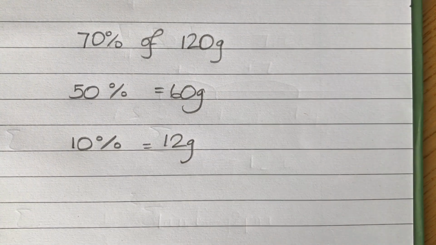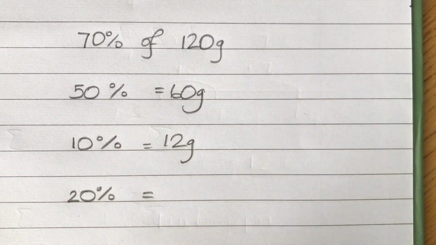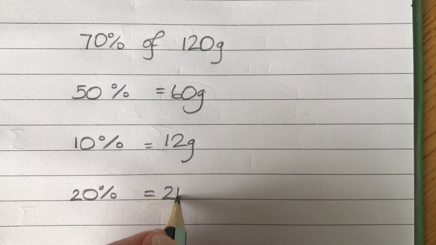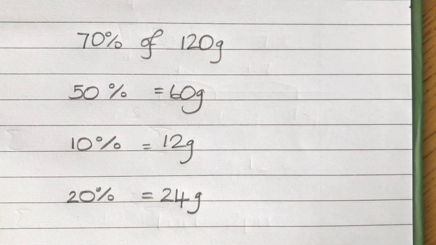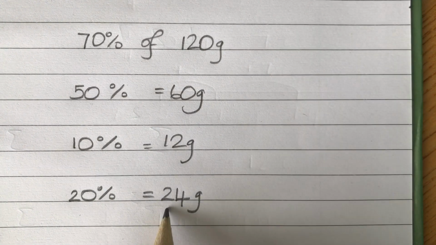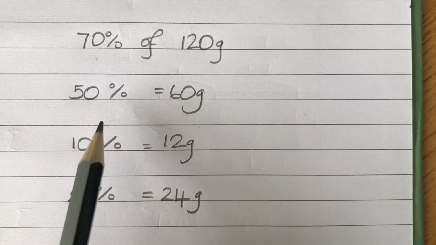10% isn't any good on its own. I need to find 20% to be able to help me solve this. 10% is 12, then 20% is double that, just like ratio. You double that, so we're going to double the amount as well. So it's 24 grams. So hopefully you can spot now I've got enough to work out 70%.